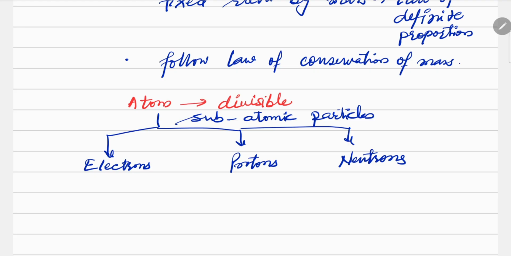Let's talk about their discovery: how they were discovered and how we got to know about them. In today's video, we are only going to cover electrons: their discoverer, how they were discovered, and the properties of electrons. So let's start with the discovery of electrons, which is our main topic of the day.